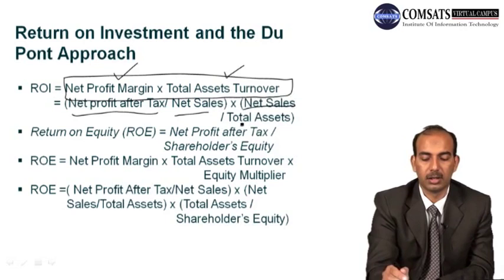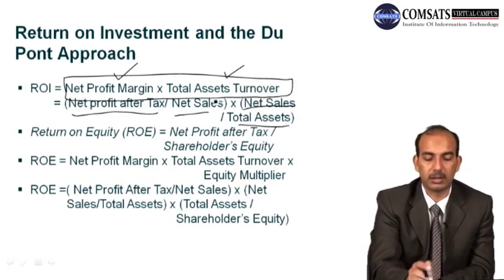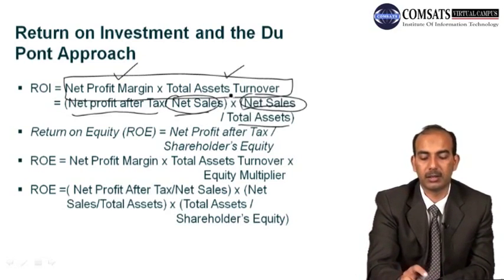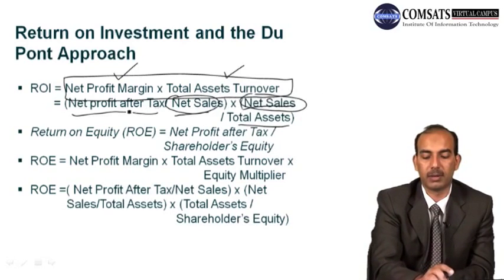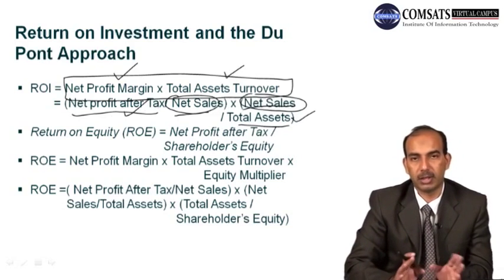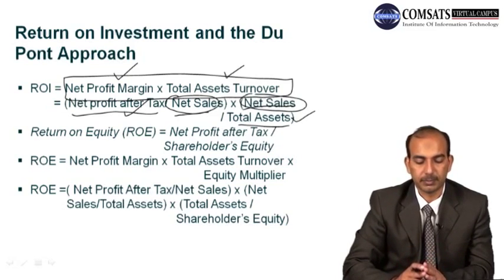So you can see here, the net sales in this case are in the denominator, and here they are in the numerator. So we can cancel them out to get the final figure of net profit after taxes divided by total assets. So it's the same thing, but we involve all the relevant variables here to get the exact picture.